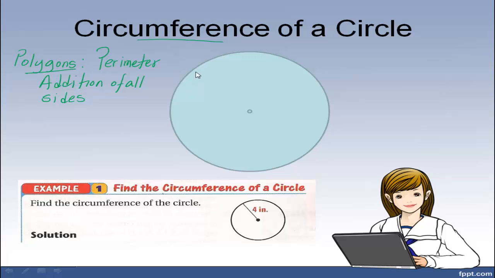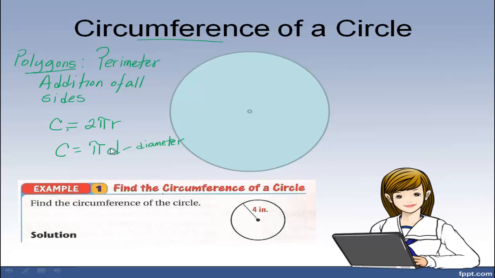So it's like a perimeter, but we're not adding sides because the circle doesn't have sides. It's round. Well, it has millions and millions of sides. They're so small that you don't see the edges. But when we go around and measure around the circle, then we call it a circumference. And there's a formula to calculate the circumference of a circle. The formula is C is equal to 2 pi r. You might also see this other formula, which is C equals pi times d, where d is the diameter.